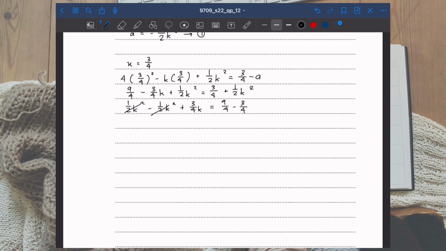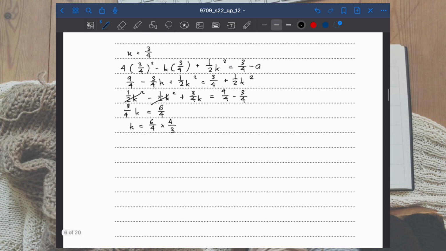Half k squared minus half k squared is 0, so I'm left with 3 over 4 k equals 6 over 4. So k will equal 6 over 4 divided by 3 over 4, or you can write it as times 4 over 3. It's the same as dividing by 3 over 4, so you'll get k equals 2.